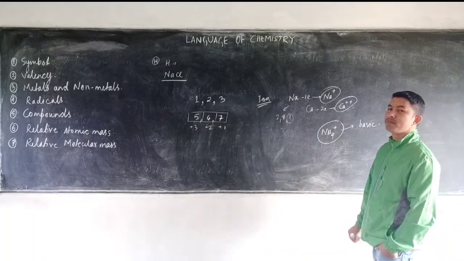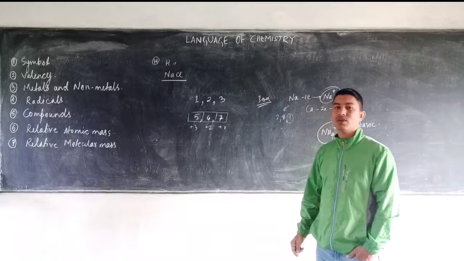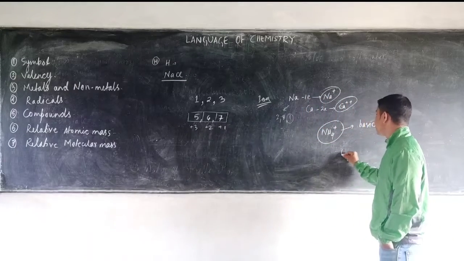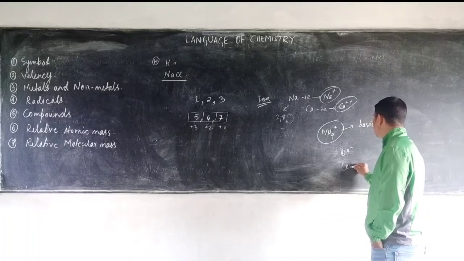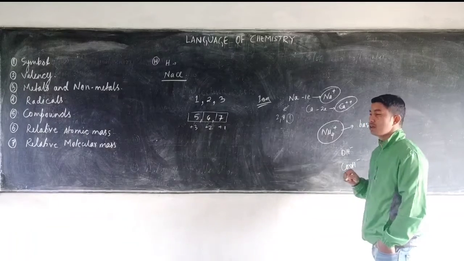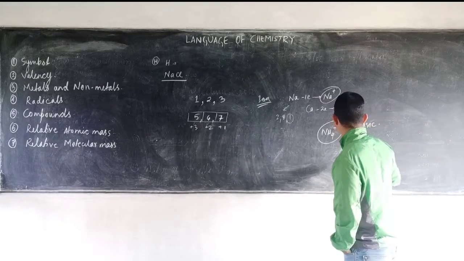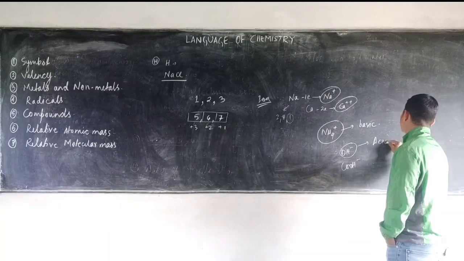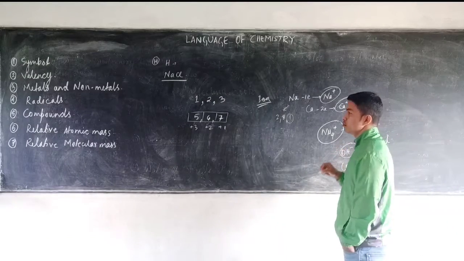And there are some radicals which have a negative charge in them, and they are known as acid radicals, like OH minus, or even COOH minus as well. So all those radicals which have a negative charge in them are known as acid radicals. So the negative charge is acid and the positive is basic.